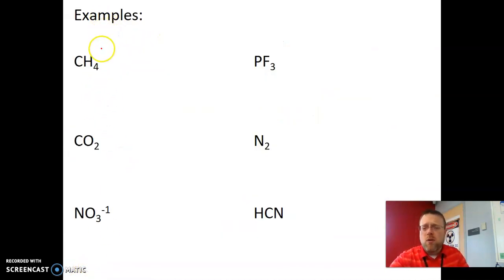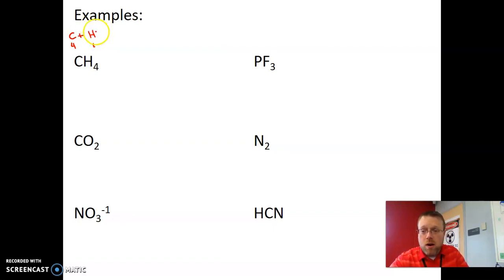Okay, so for a molecule like CH4, if you were to add up the total valence electrons for this, carbon would have 4 valence electrons, and hydrogen has 1 valence electron.